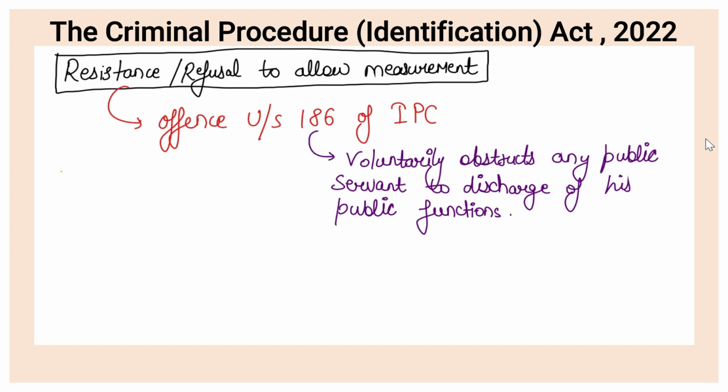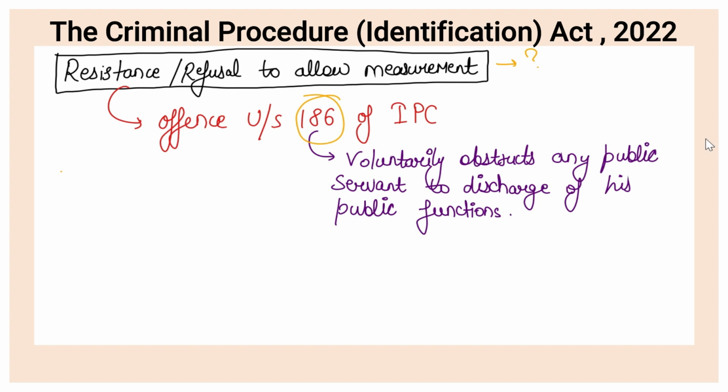Alright. Then the last aspect of this act is, what if I do not allow the authorities to take my measurement, or let's say the police came to me and they say, sir, I have to take your measurement, and I say no, I will not give you that. So can the police take any action against me? The answer is yes, obviously. Why? Because under this act, if you resist or refuse to allow measurement to the public servant and to the police, to the authorities which are given power under law to do so, then it is an offense and you shall be booked under section 186 of the IPC.